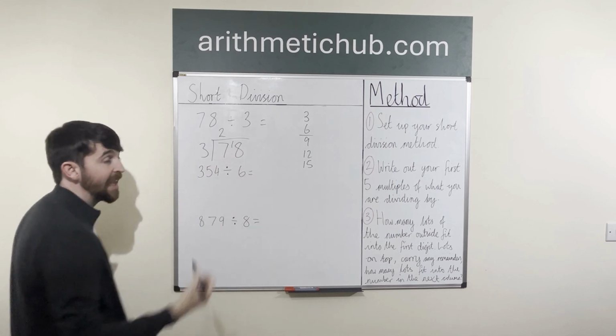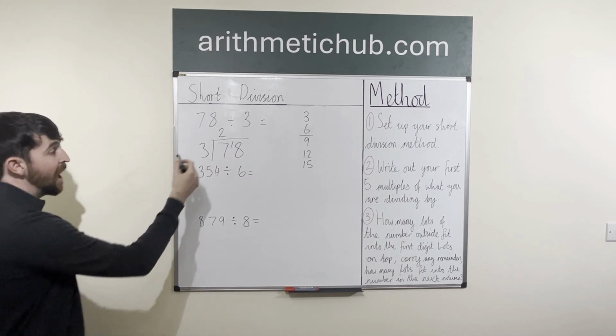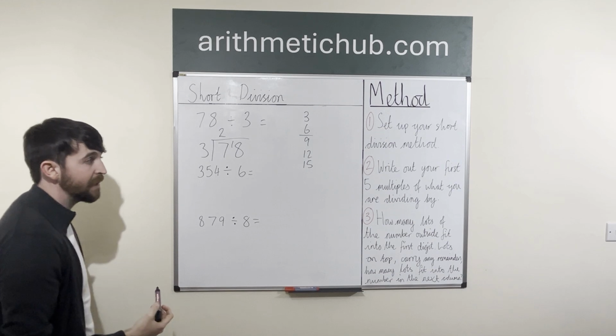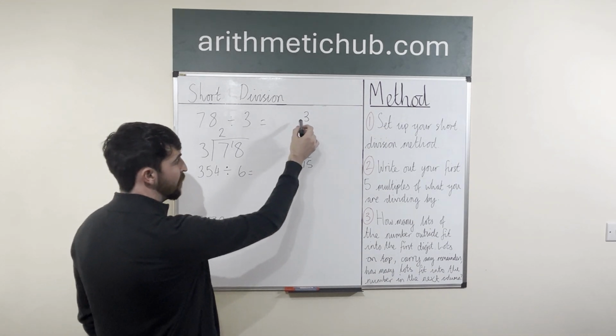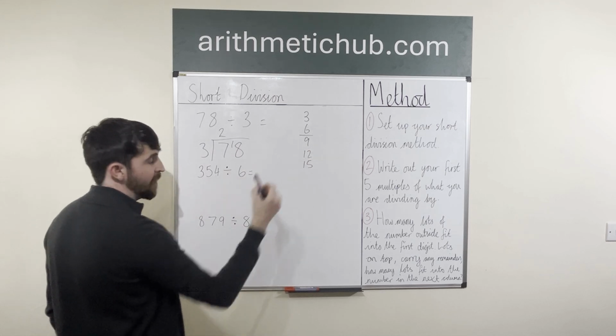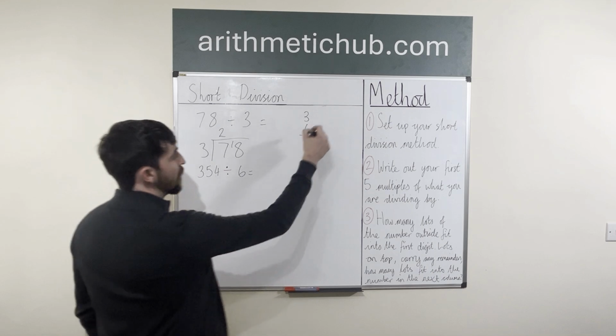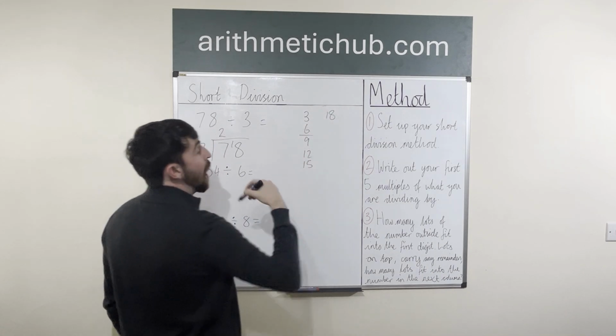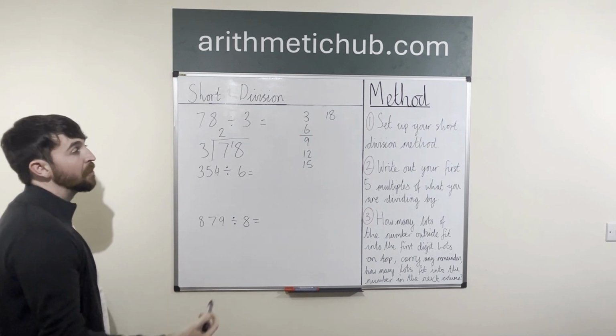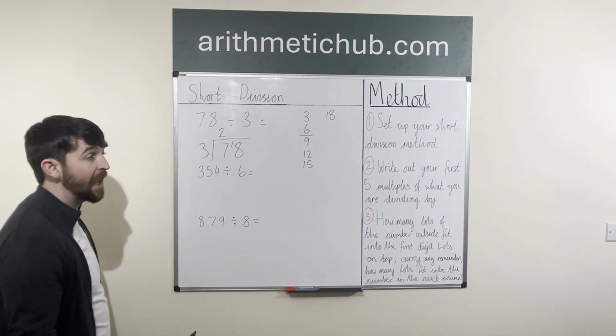So now this is 18. So now what we're looking at is how many lots of 3 go into 18? Well, here I've got 3, 6, 9, 12, 15. I'm going to carry on writing down my 3's because I think we can go a little bit further with these. And there we go. Our next lot of 3 is going to be 18.